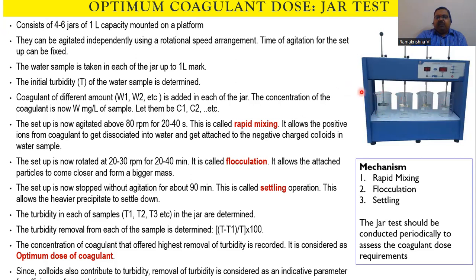So if you want the percentage efficiency in the first jar, it is (T minus T1) divided by T into 100. Ultimately, we will identify the jar in which the higher amount of turbidity is removed. Turbidity is nothing but the presence of suspended solids. These solids can be larger solids or finer solids. Larger solids will be removed anyhow, but finer solids will be removed with the aid of coagulation. So this is how we use the jar test to identify the optimum amount of coagulant to be used.